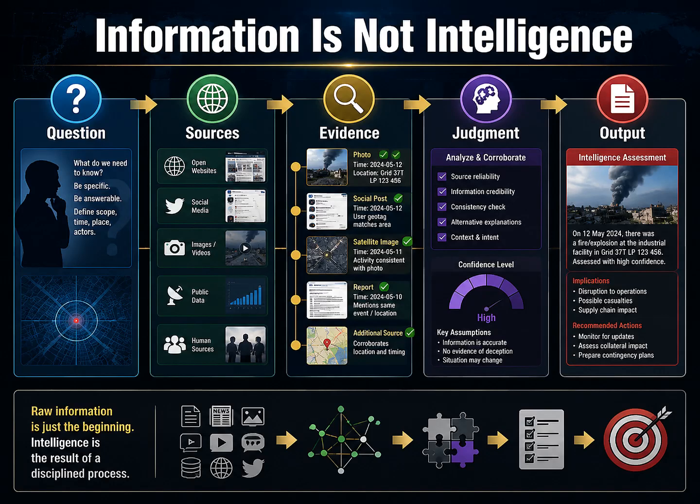This lesson starts the second stage of the course, Intelligence Thinking and Requirement Management. The title, Information is Not Intelligence, is the whole point of the lesson. A lot of beginner OSINT work looks busy. There are screenshots, links, and facts everywhere. But when you read the final output, the real question is still missing. What does any of this actually mean?